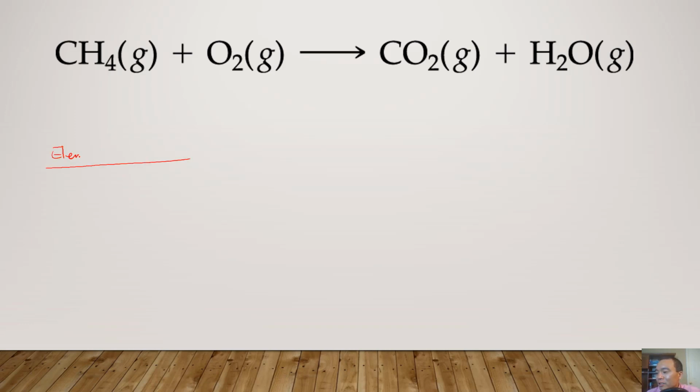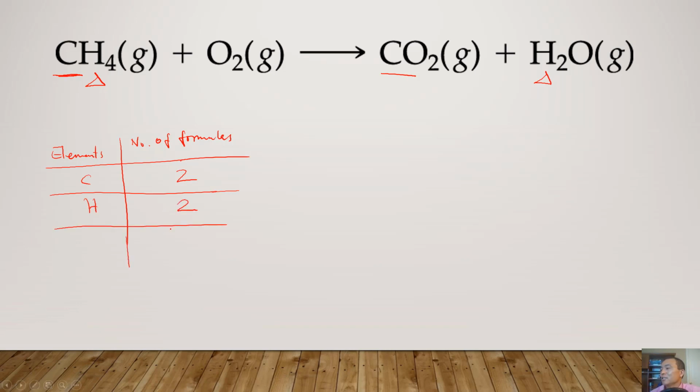So we have different elements over here, and we're going to determine in how many formulas they appear. So the number of formulas. When we look at carbon, carbon appears over here and here. So carbon appears in 2 formulas. If you look at hydrogen, hydrogen appears here and there. So hydrogen also appears in 2 formulas. Now you look at oxygen. Oxygen appears here and here and here. So oxygen appears in 3 formulas.